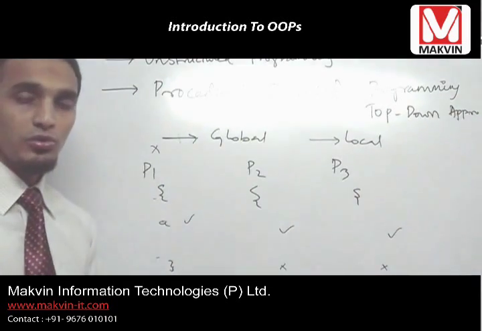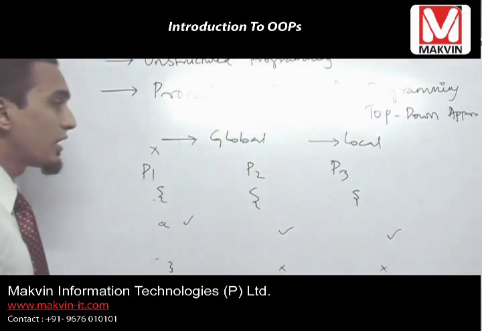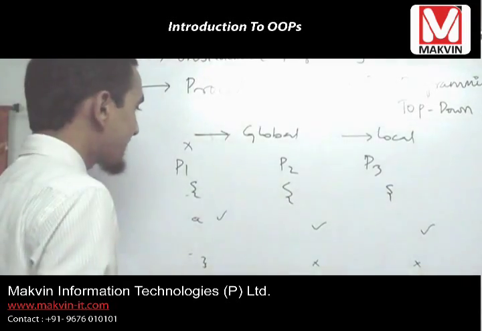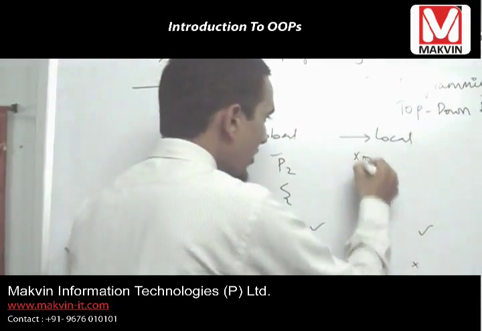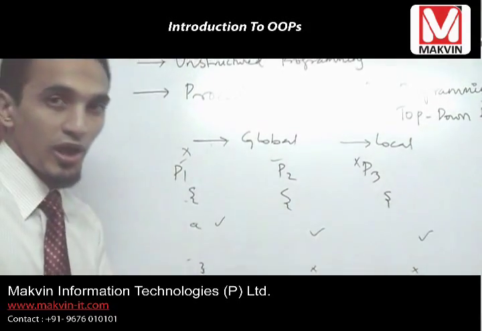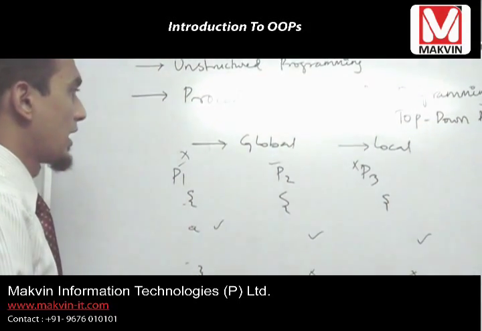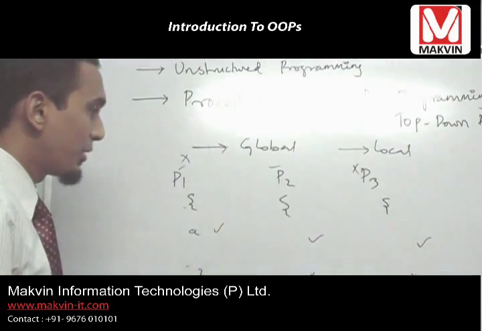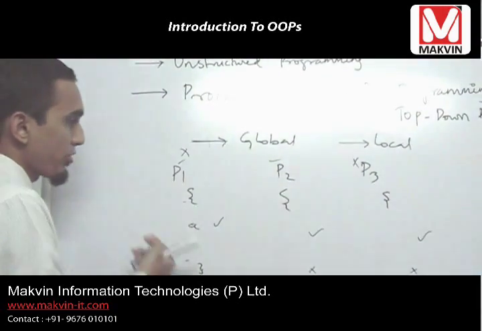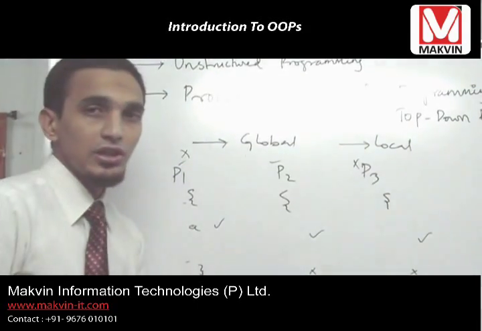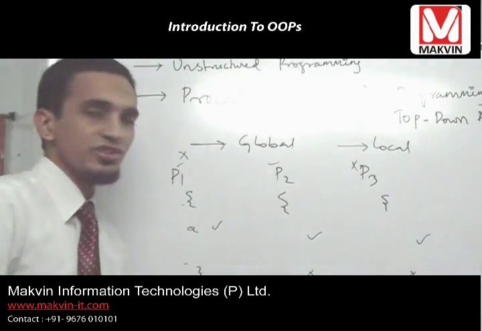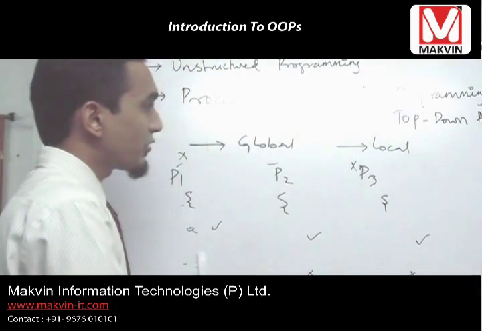Now think of a scenario where I need a variable which should be accessed by these two procedures. A third procedure should not access it. Do I have any solution? I want a variable which should be accessed by P1 procedure and P2 procedure. It should not be accessed by P3. So the answer is there is no solution here. So this was the drawback.